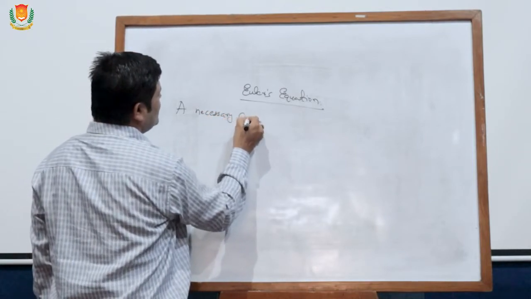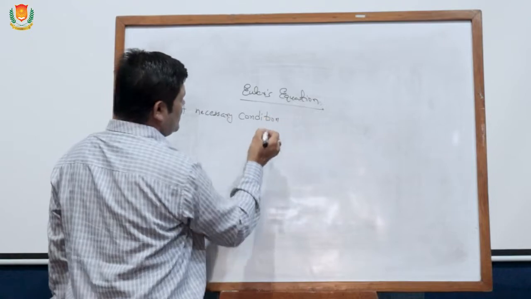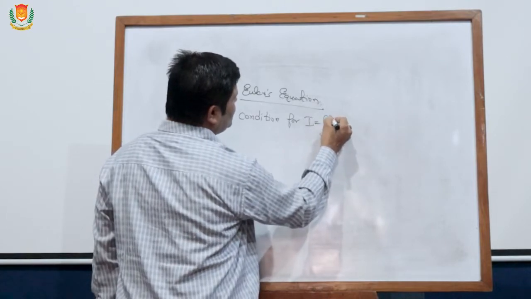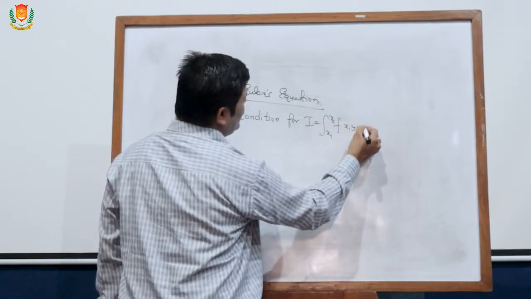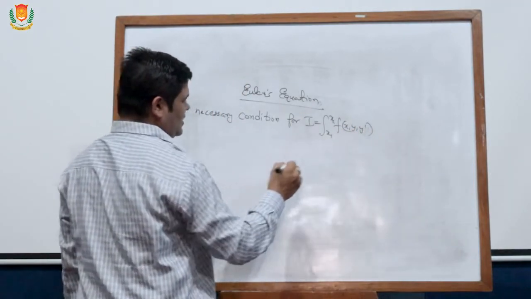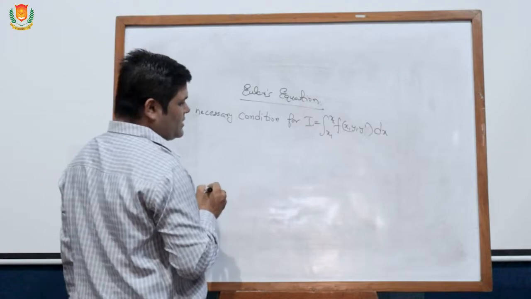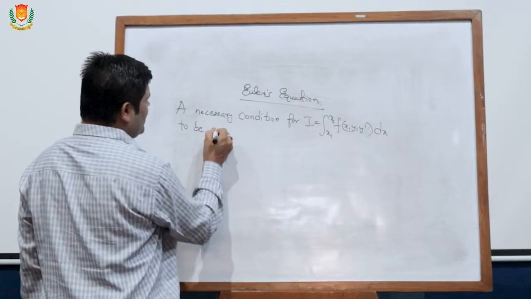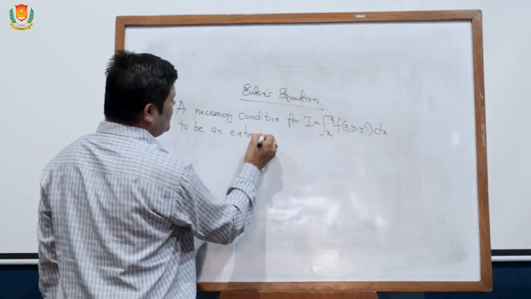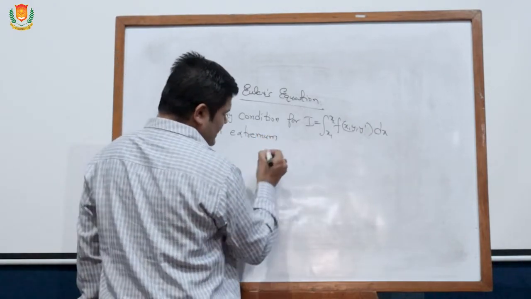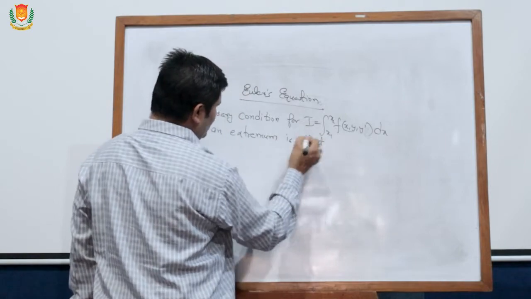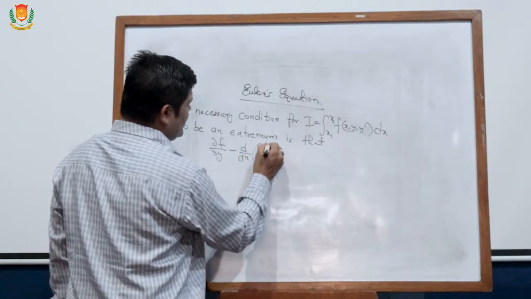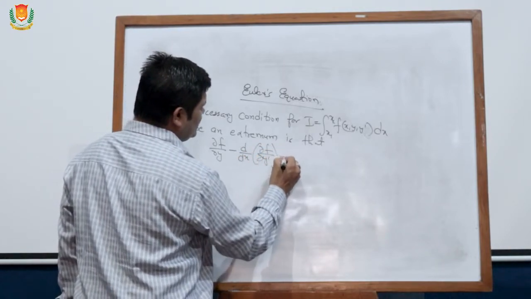The statement is: a necessary condition for I equals integration x1 to x2 f of x, y, y dash, which is a functional, to be an extremum, is that del f upon del y minus d by dx of del f upon del y dash equals 0.